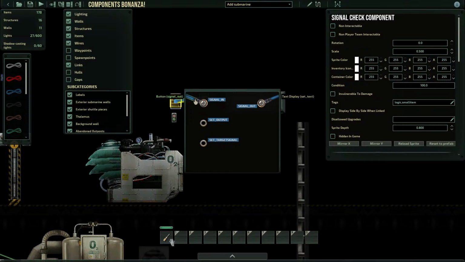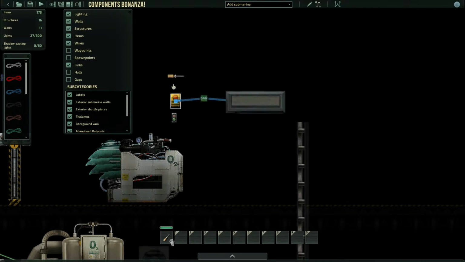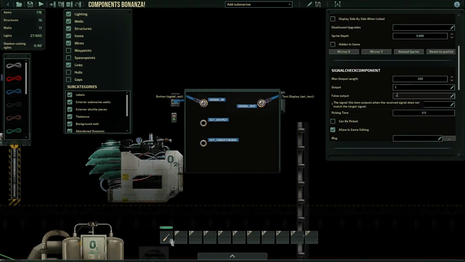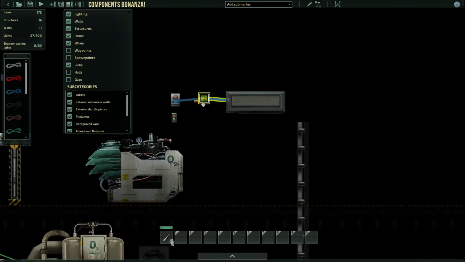So anyways, you can't overwrite an existing signal with a blank signal. And when you have a switch between button presses, it's a blank signal. So even though the signal check component has a target signal of 1, it's not receiving anything else on the signal input until you replace that with another signal. So my demonstration of what would happen when you push this button versus when you click the switch would not have worked.